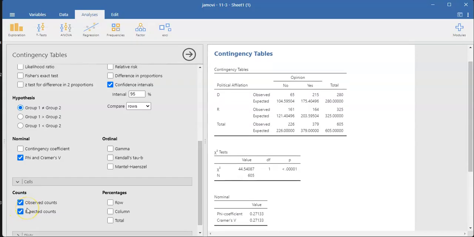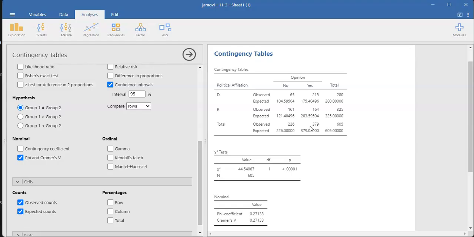Okay. All right, now what we have here in the very top table is our expected frequencies or expected counts, as well as our observed counts, the ones we obtained from our study. The expected counts are what would be expected if the null hypothesis is true and there's actually no relationship between people's political affiliation and their opinion on health care.